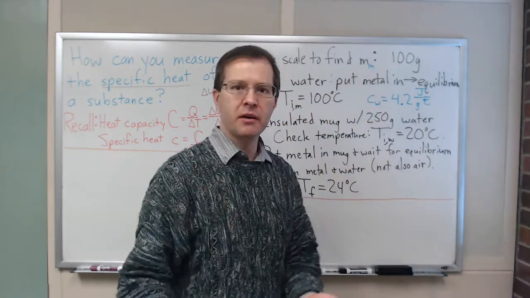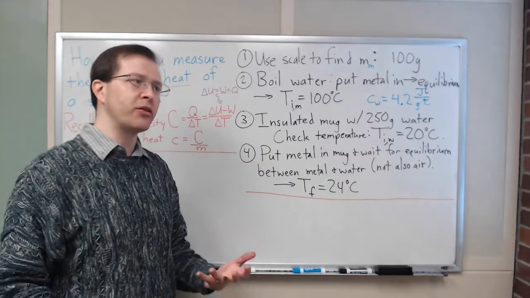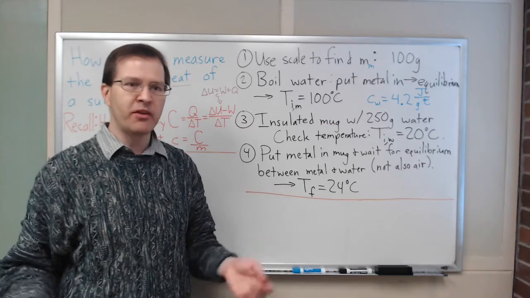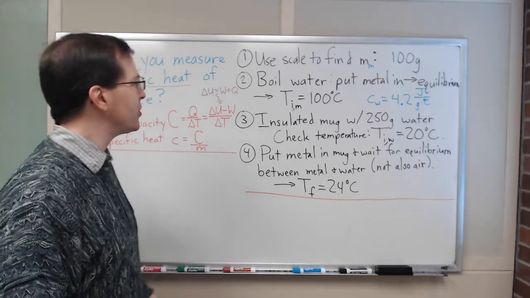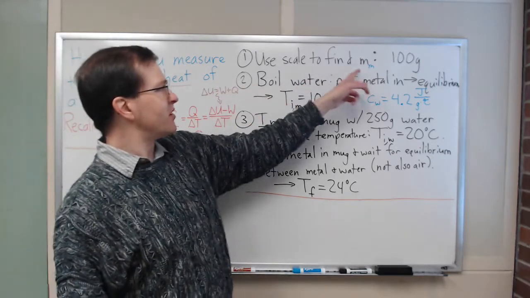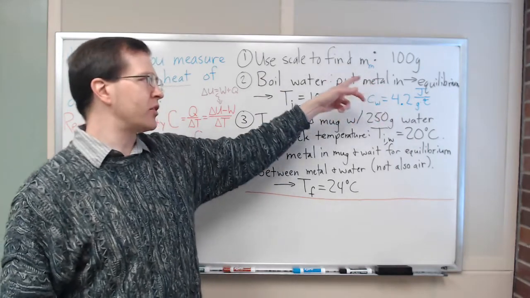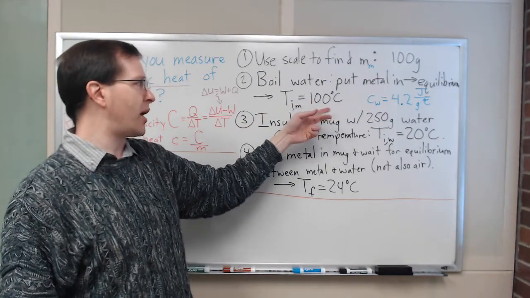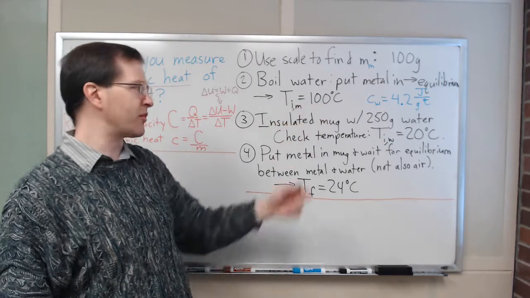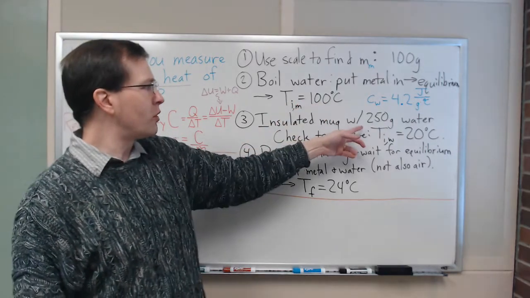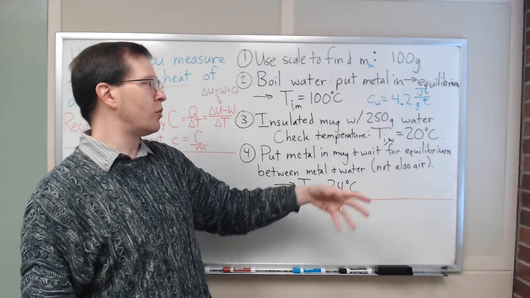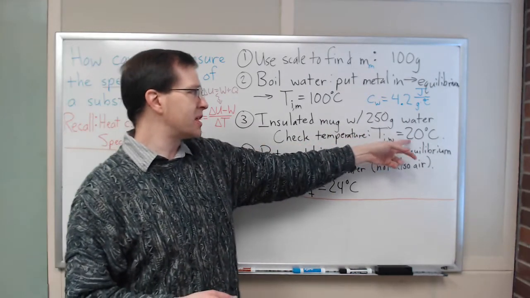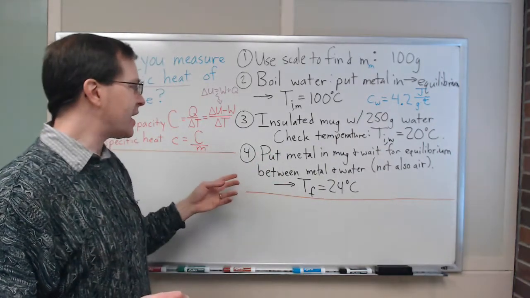And after making people pause and think about their own method, I gave mine. People may have come up with other ones, but this was the method I came up with, which was to measure the mass of my lump of metal with a scale. There's the answer I got. To boil some water and get the metal in equilibrium with it, so I had this initial temperature for the metal. I put a known mass of water into an insulated mug, and I checked its temperature, and this is the temperature I found.